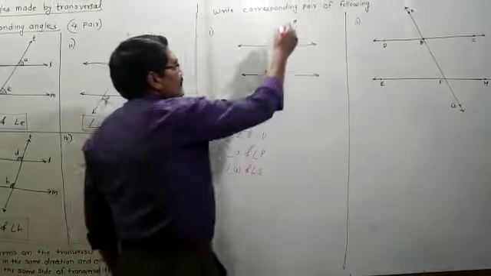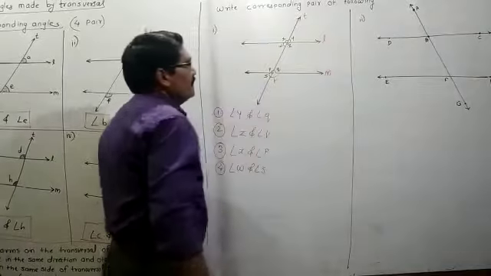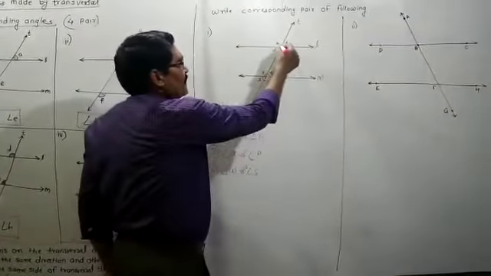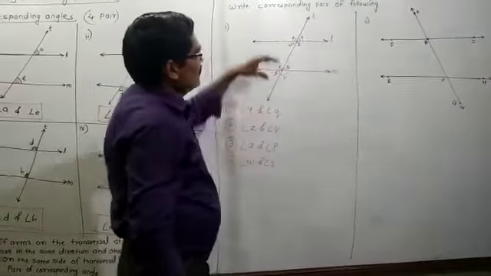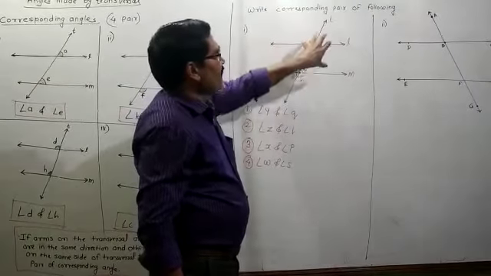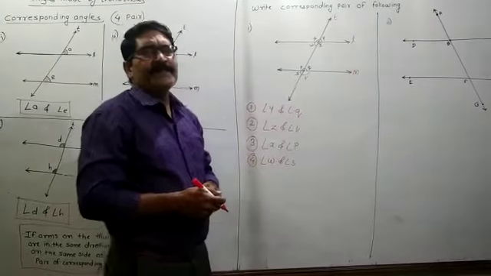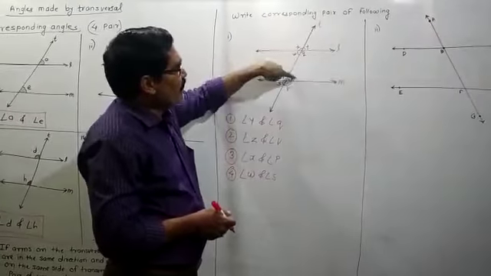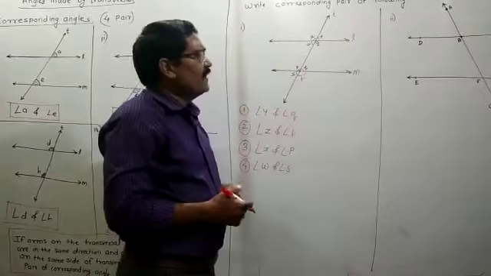This is the transversal T, this is line L, and this is line M. This transversal T intersects line L and line M in two distinct points. Due to the intersection at these two points, the four angles upside and four angles downside will form. But we have to identify the corresponding angles. Due to the transversal, Y and Q, Z and R, X and P, W and S are the corresponding pairs.